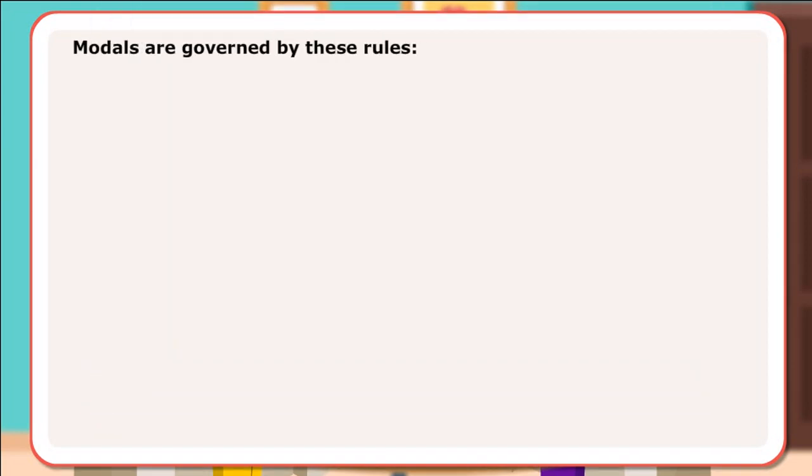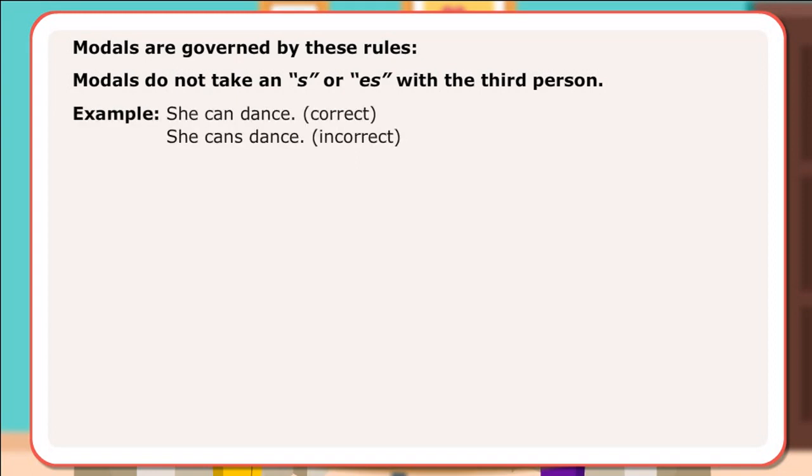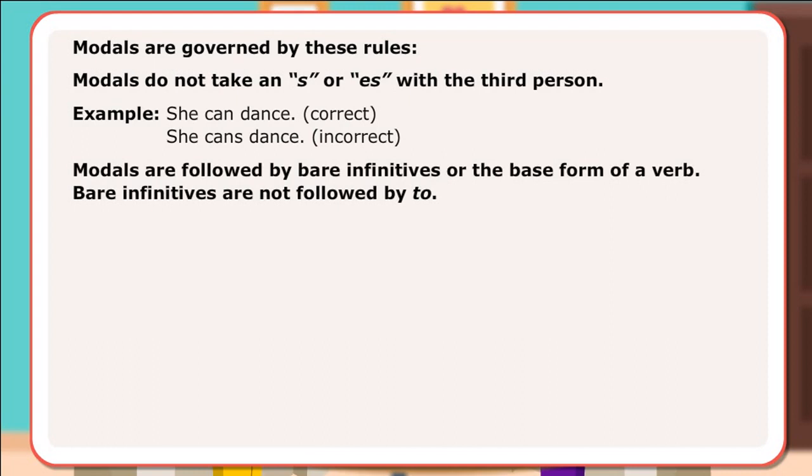Modals are governed by these rules. Modals do not take an S or ES with the third person. Example: she can dance. Correct. She can's dance. Incorrect. Modals are followed by bare infinitives or the base form of a verb.